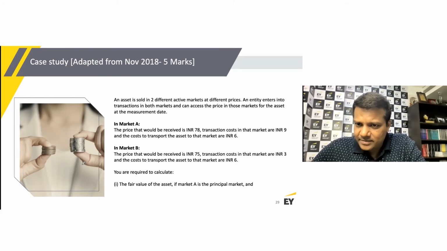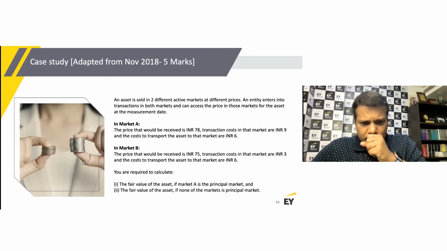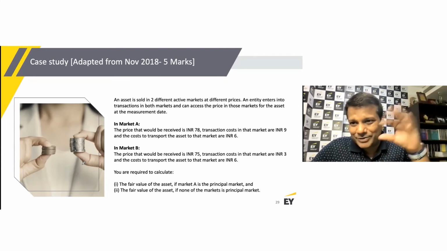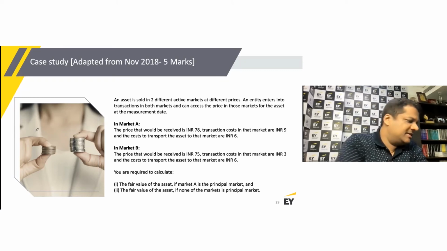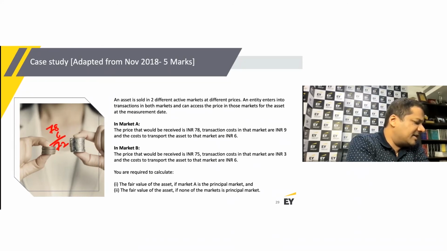If market A is the principal market, fair value of the asset. If none of the markets is a principal market, the export thing goes away here. So simply calculate the fair value. It's very simple. If A is the principal market, then simply the fair value is 78 minus 6, which is 72.